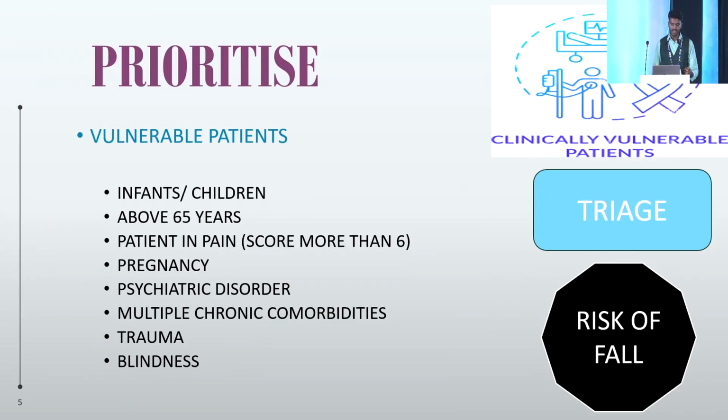Now, having known the advantages and disadvantages of daycare surgery, who are the patients who should be prioritized for this? Infants and children are broadly referred to as vulnerable patients. That includes infants and children, patients above 65 years, those in pain, pregnancy, psychiatric disorders. These are the three P's that you need to remember: pain, pregnancy, and psychiatric disorders. Then multiple chronic comorbidities, trauma, and lastly, blindness, referring to non-correctable blindness, which can lead to risk of falls, etc. These are the patients about whom you need to be very concerned as far as prioritizing for daycare surgery.